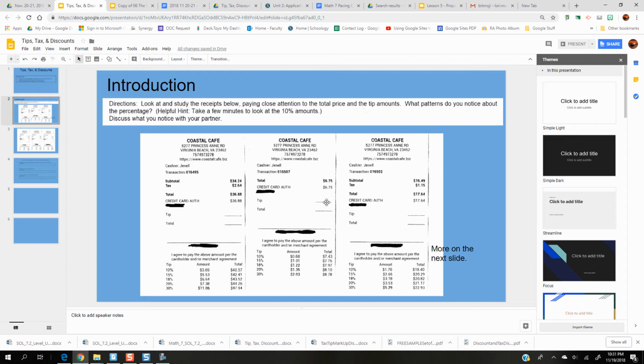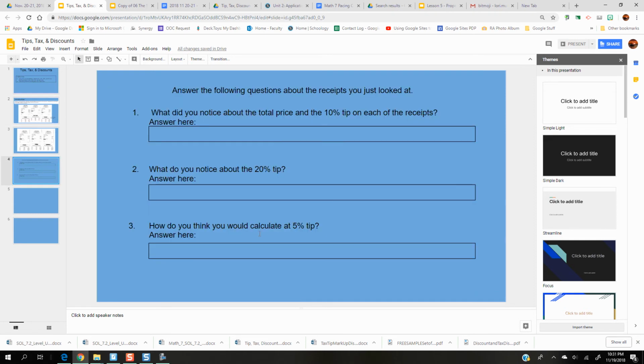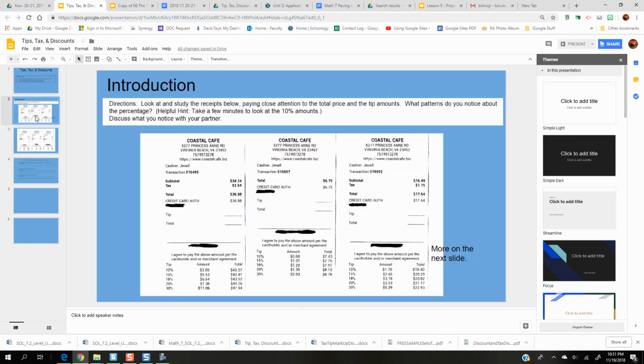Notice that to go to 20%, all you do is double the 10%. 369 plus 369, 68 cents plus 68 cents. There's our 20%. So how do you think you would get 5%? How would you figure out a 5% tip? Maybe go back and look at these answers and maybe fix them.